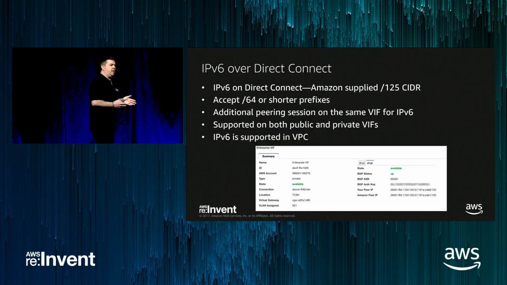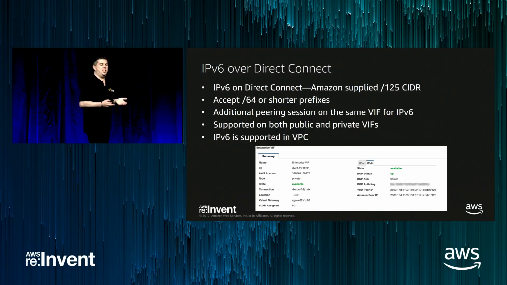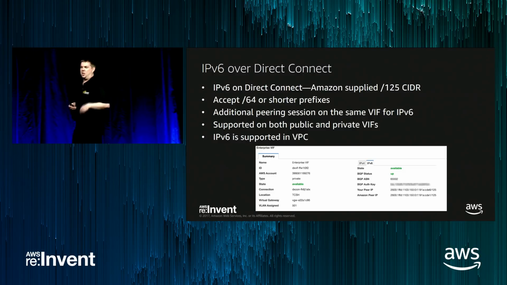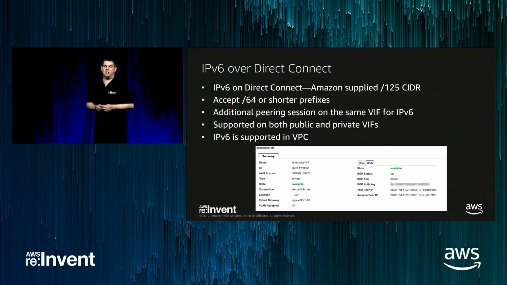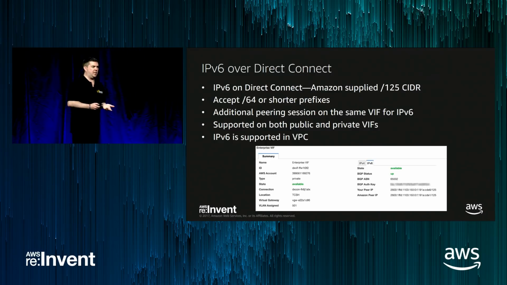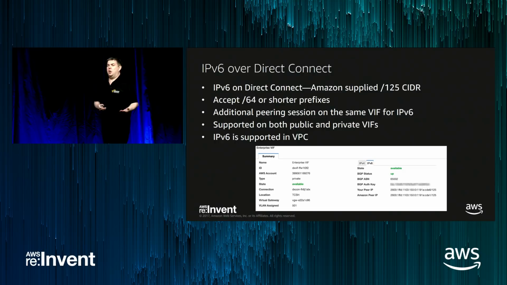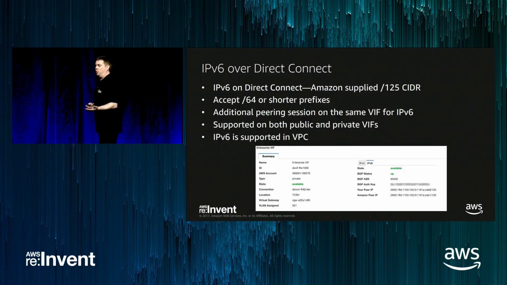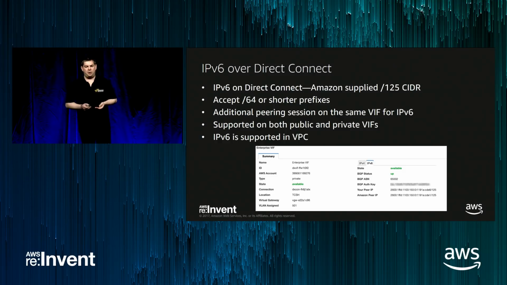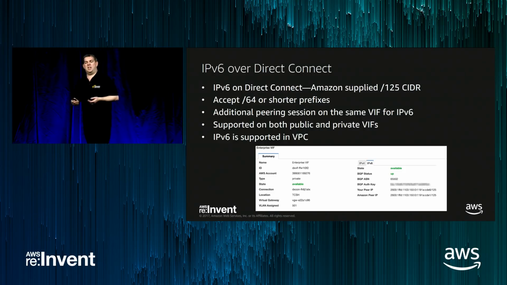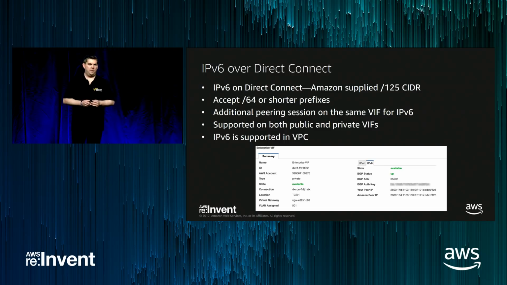So you saw in that screen where we created the virtual interface, I was defining the IPv4 addresses for this peering session. Now, once that's created, we have the option to then add an IPv6 peering session over the same virtual interface. So we support IPv6 on Direct Connect, we support IPv6 inside the VPC, and various public services that we have are also available on IPv6. And the configuration is the same, whether it's a public virtual interface or a private virtual interface. You simply choose to add a peering session. We will assign a /125 for that peering session, and we will then accept announcements of /64s or shorter. So IPv6 fully supported on Direct Connect.